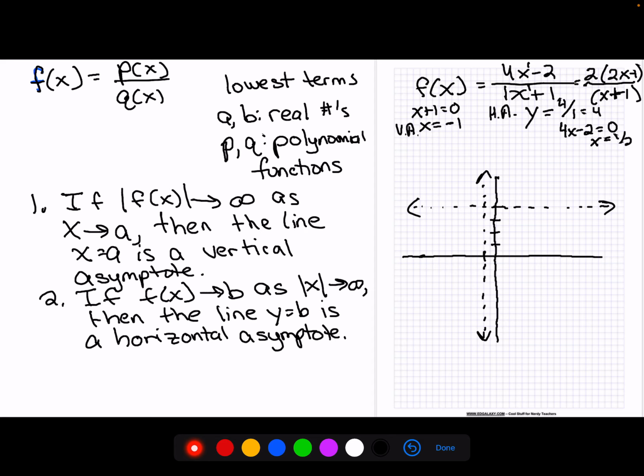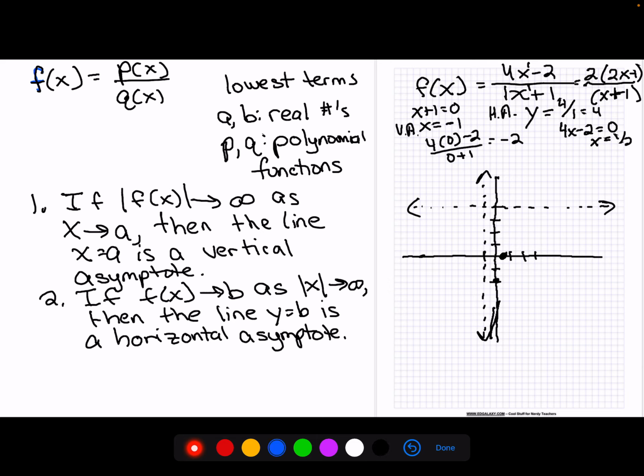So x equals 1/2. Look, if you're marking this out like this, x equals 1/2 would be right there. So that would be your x-intercept. And then if you plug in 0 for x, you get -2, and that gives you your y-intercept. So this graph crosses the y-axis at -2. And that gives you roughly how that part of the graph looks.